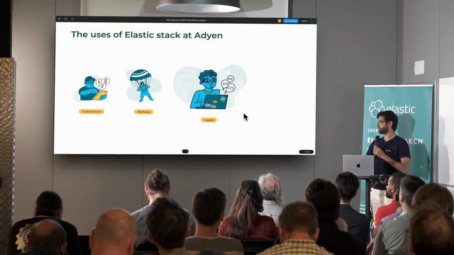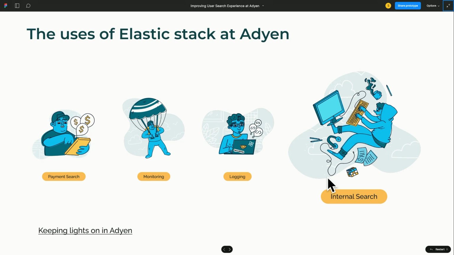What I'm going to talk to you about is our internal search. For the first three, there's actually a really nice YouTube video. If you search for "keeping the lights on at Adyen" on YouTube, it should show up. It's another Elastic event that happened in COVID times.